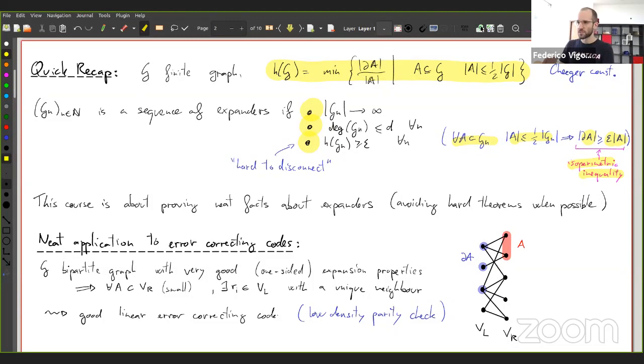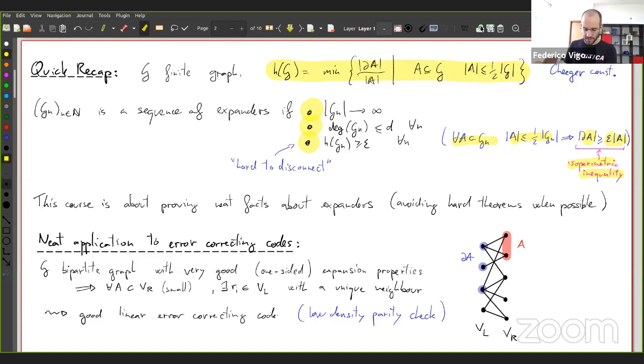And it is also a notion saying that it is hard to disconnect these graphs. These are very highly connected. And as I mentioned at the end of the last lecture, this course will not be much about proving hard results. It's more about proving some neat results, actually proving some small results, which I think have nice proofs and some nice ideas.